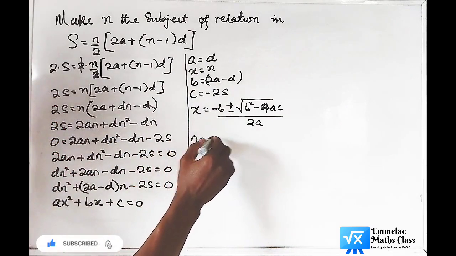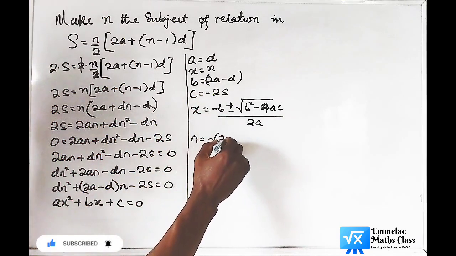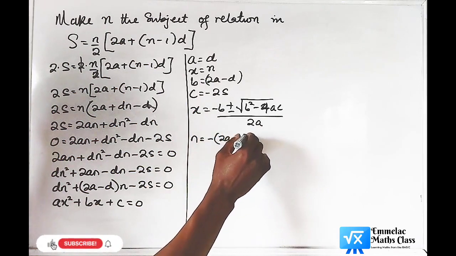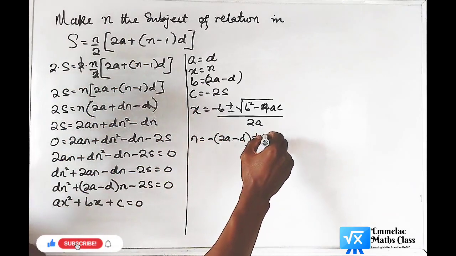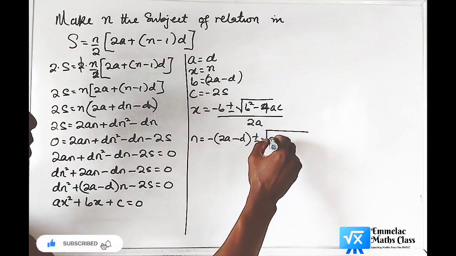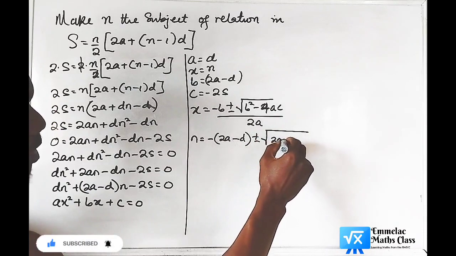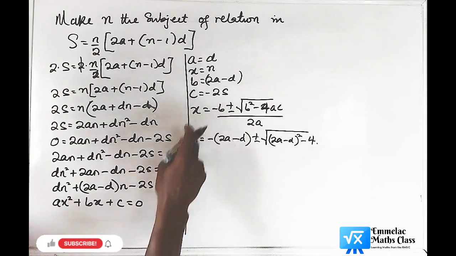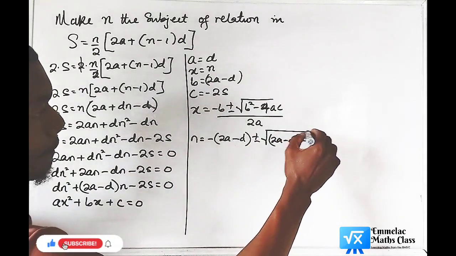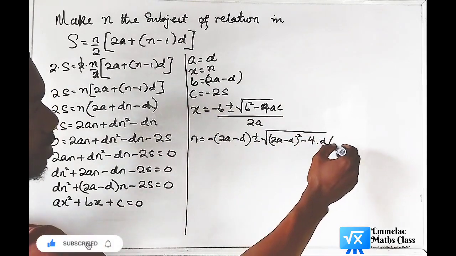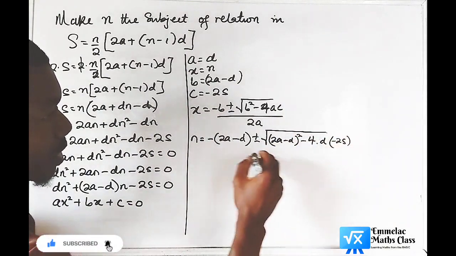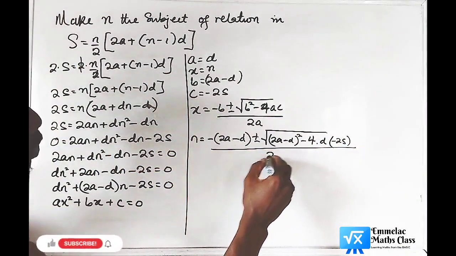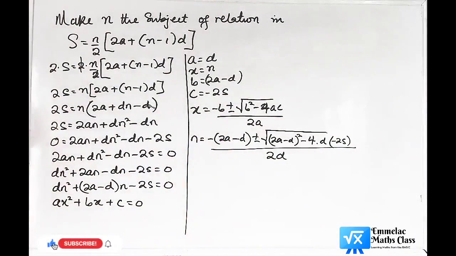Okay, and our x in this case is n, so here we have that n equals negative, our b here is 2a minus d, now plus or minus the square root of b squared, that will be (2a minus d) all raised to the power of 2, then minus 4 times our a is d, and our c is negative 2S, then all over 2a, which is what? 2d.